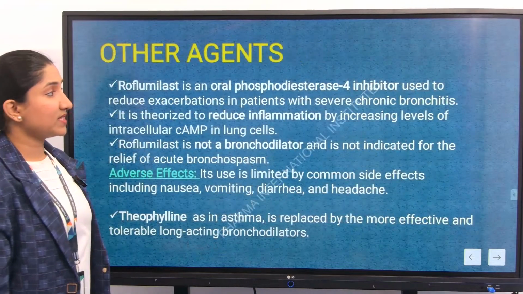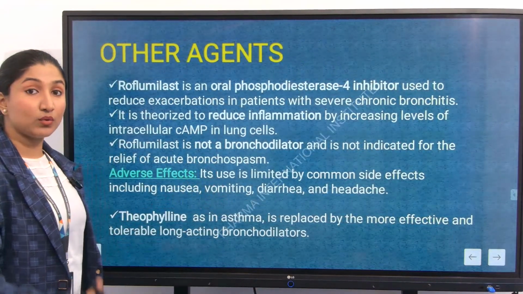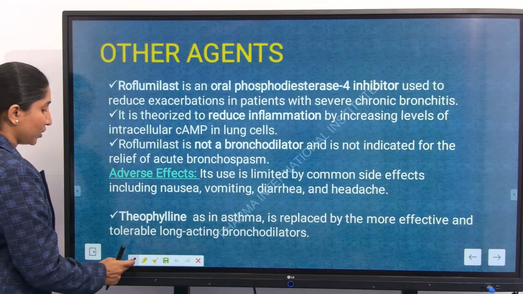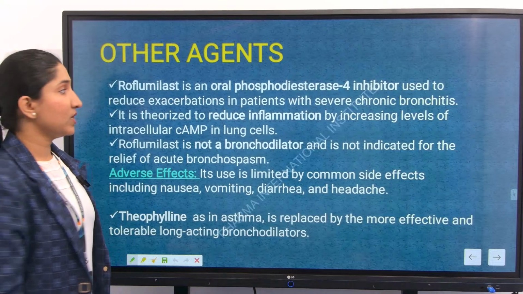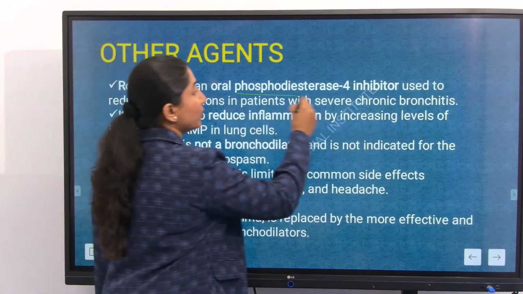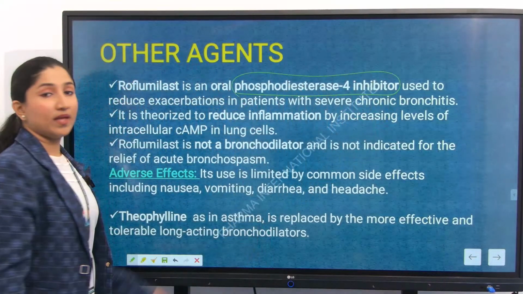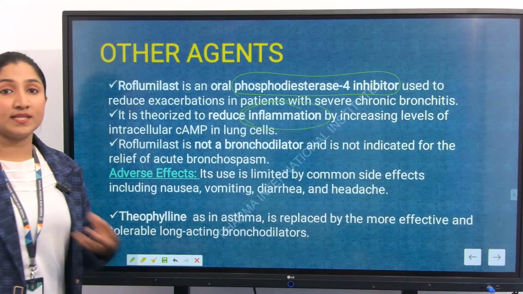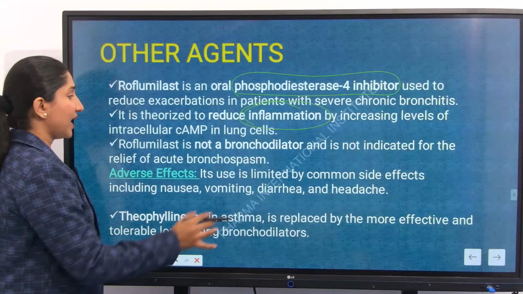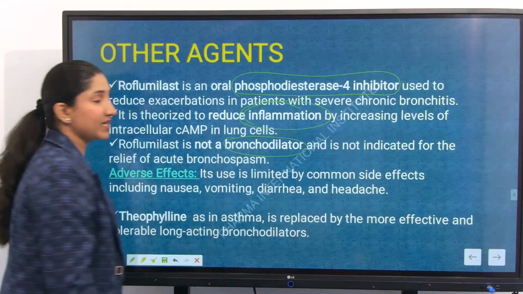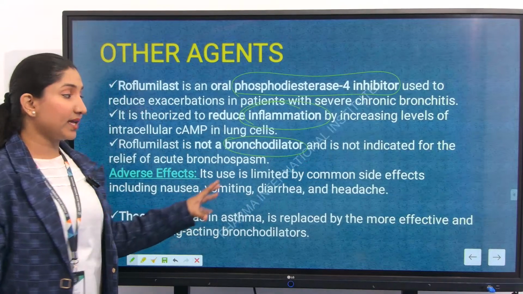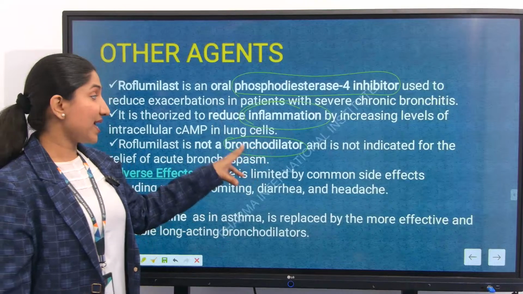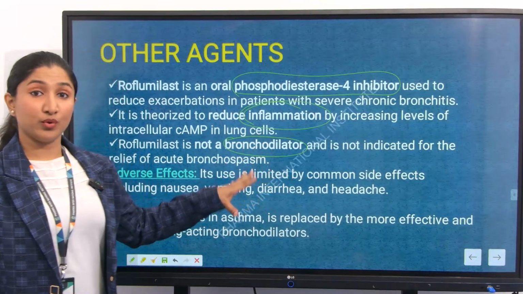Now, next we have some other agents, some other minor drugs that can also help in relieving the symptoms of COPD, which are roflumilast as well as theophylline. So roflumilast is a phosphodiesterase 4 inhibitor, and it mainly acts to reduce inflammation inside the respiratory tract, and it does not have any bronchodilator activity. Whereas theophylline is also a phosphodiesterase inhibitor. It can cause decreased inflammation, as well as it mainly acts as a bronchodilator.